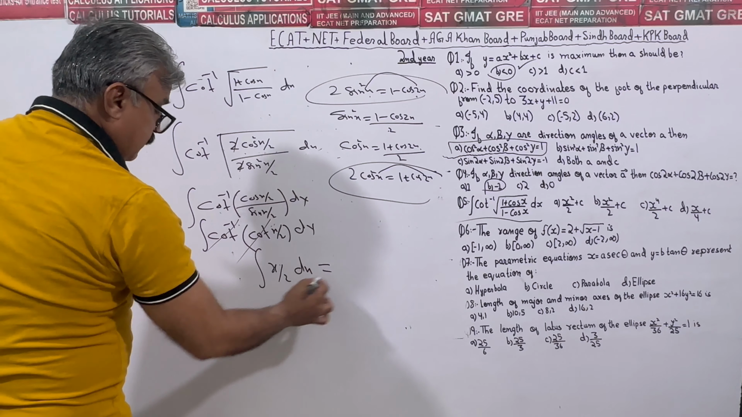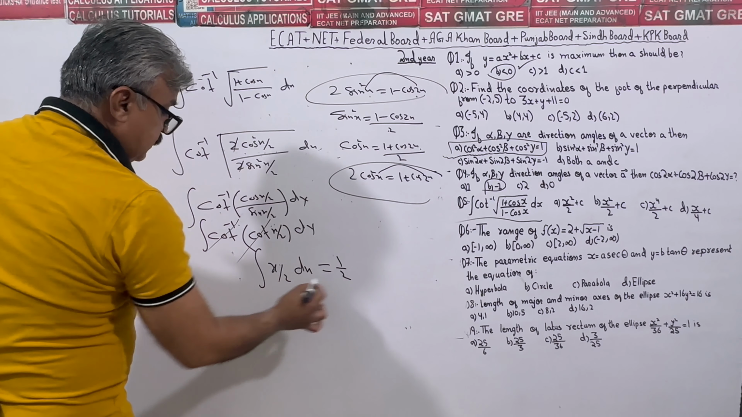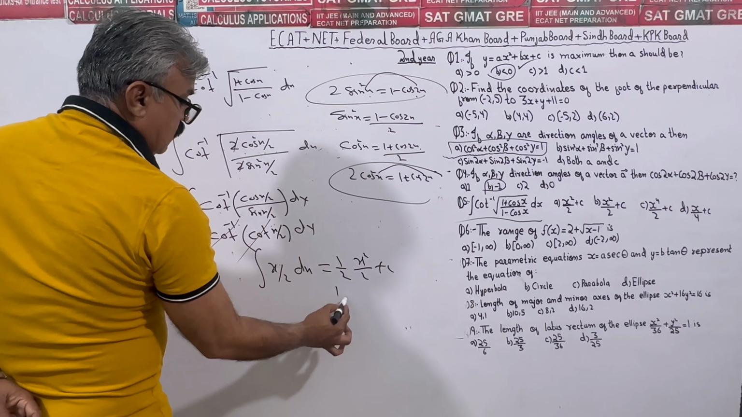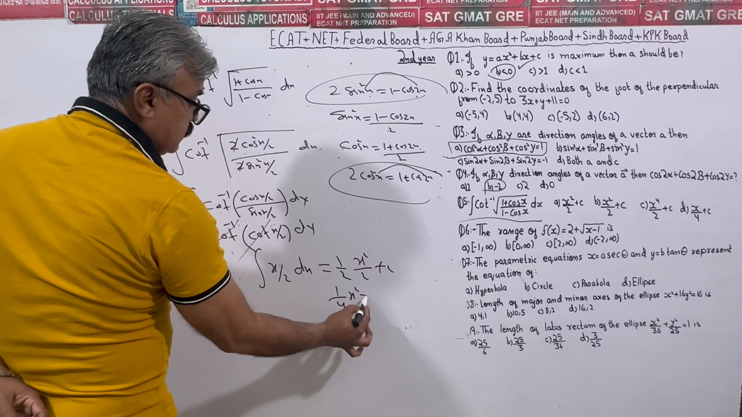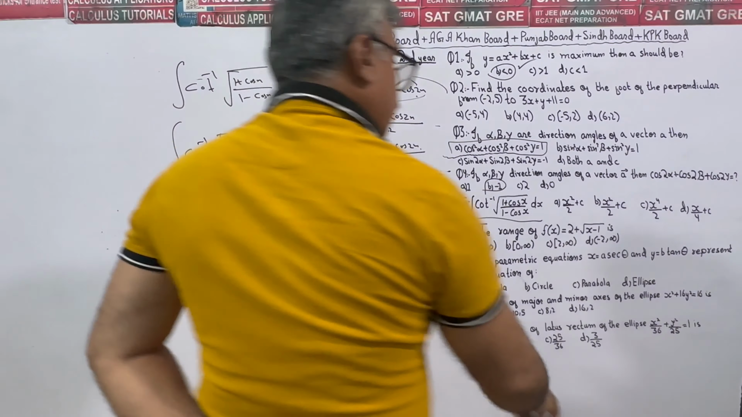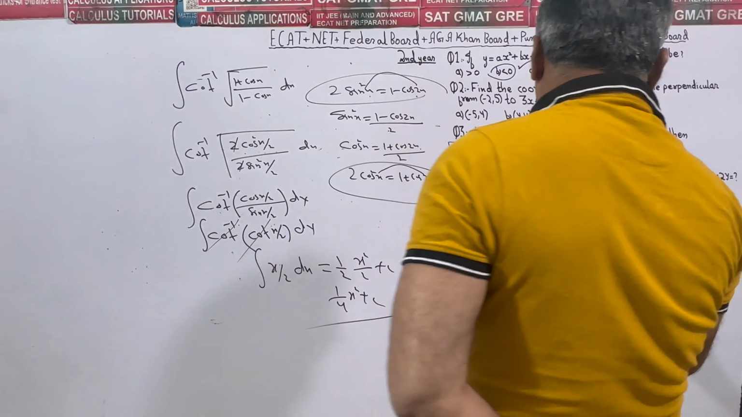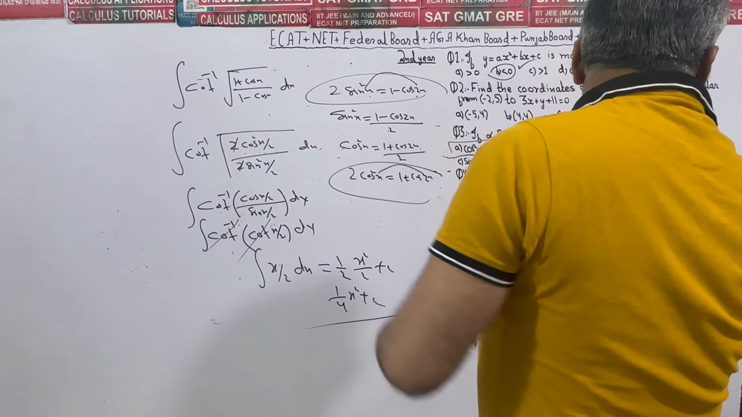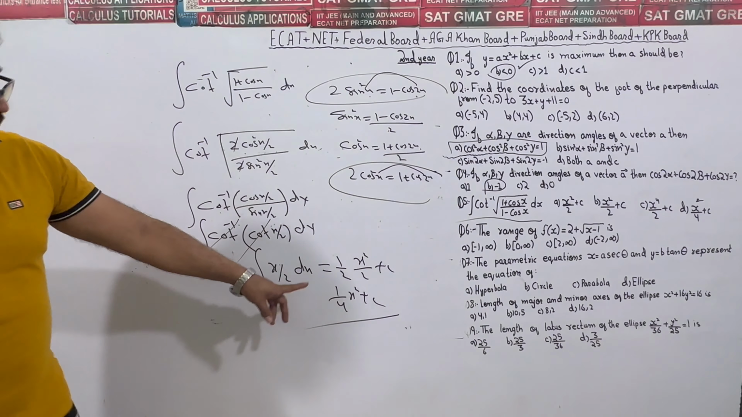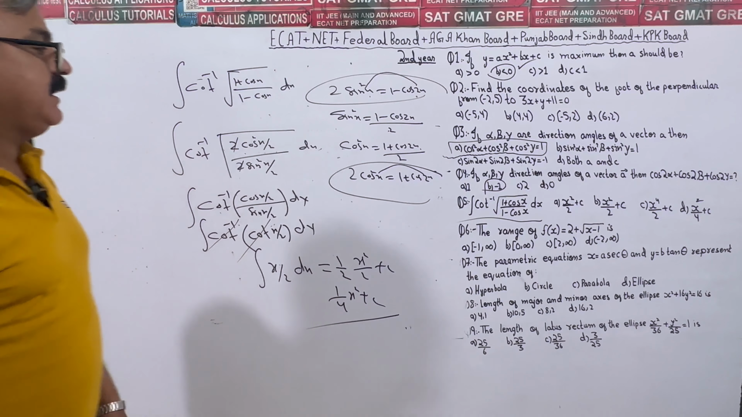What is the integration of x? Write 1 over 2 outside. Integration of x is x square over 2 plus c. So 1 over 4 x square plus c is our right option. Where is the right option? Somebody has missed this one. Okay, I have managed it. 1 upon 4 x square plus c, that is the right option.